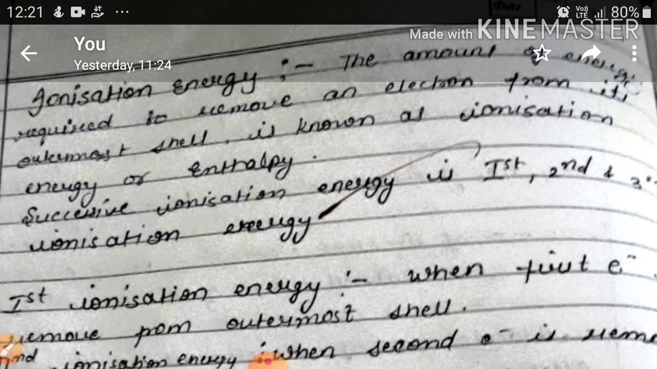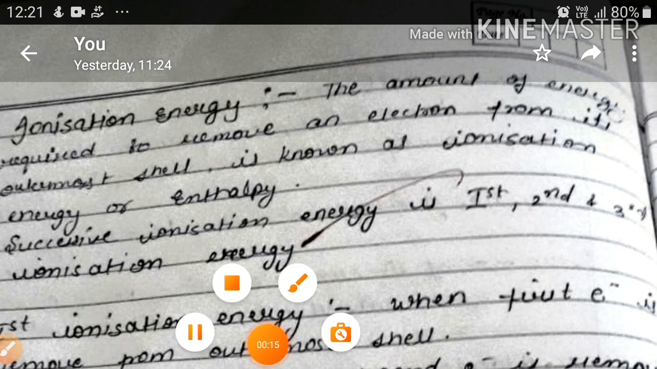Now today we are going to start today's video for class 11 from classification of elements and periodicity in properties. Here in this video we will discuss ionization energy, electron gain enthalpy and electronegativity. So let's start. Our first topic is ionization energy.